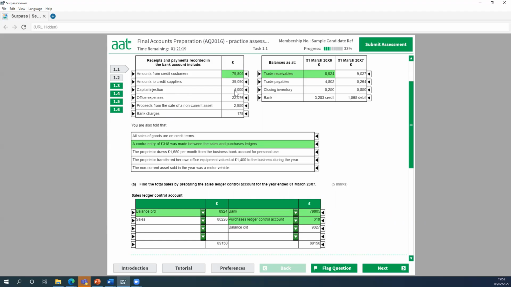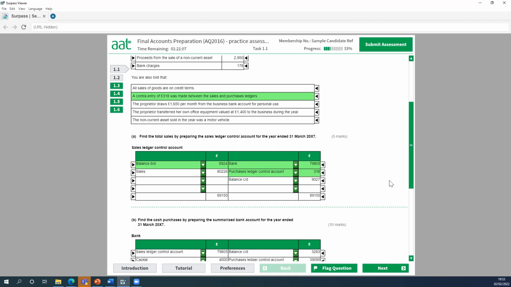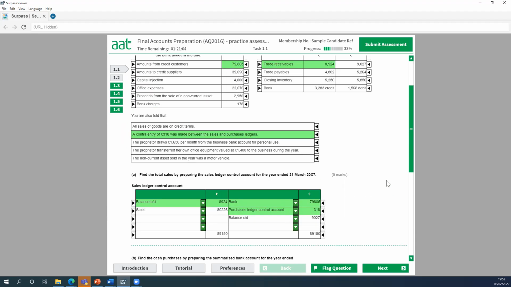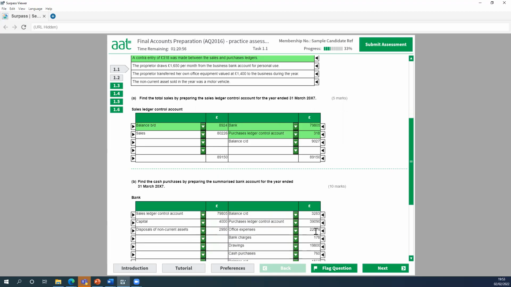For the cash injection, this is when we've got £4,000 in the bank. So we're going to debit the bank for £4,000 and credit capital. Next one, office expenses. So credit bank, debit office expenses. We spent 22,076 on office expenses. So again, I've credited the bank.